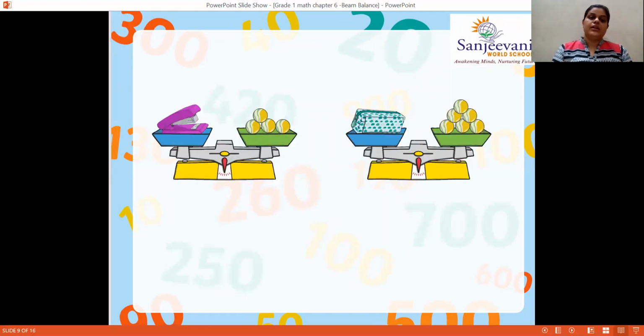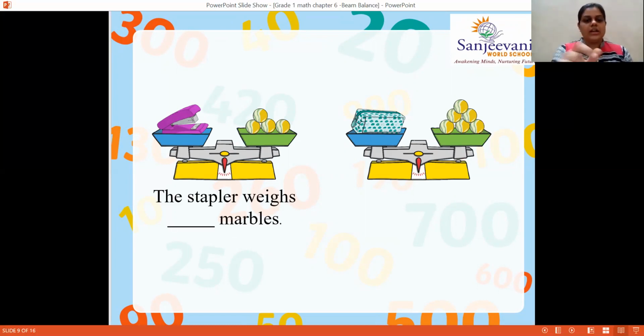Now look here children. In the first picture, you can see that purple color stapler, right? The stapler, and in another pan, some marbles are kept. So you have to find how many marbles are used to balance the stapler. So count the marbles, 1, 2, 3 and 4. So the stapler weighs 4 marbles so that it is balanced, right?